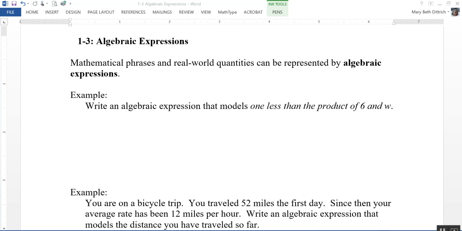So a couple things we need to know is what some of these words mean. If I'm talking about 1 less than, that means I'm taking 1 away from something. Product refers to multiplication. So I have the product of 6 and w, and I need 1 less than that, so that's going to be a minus 1. So that's how I would write that.